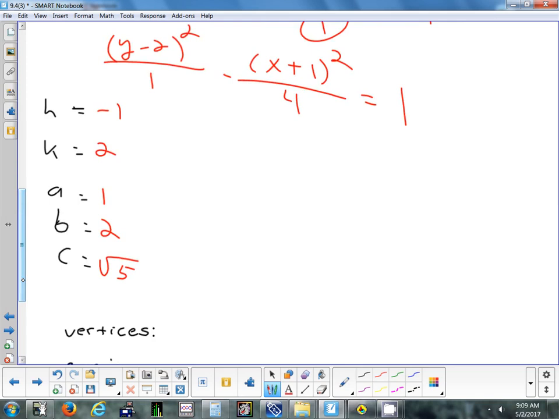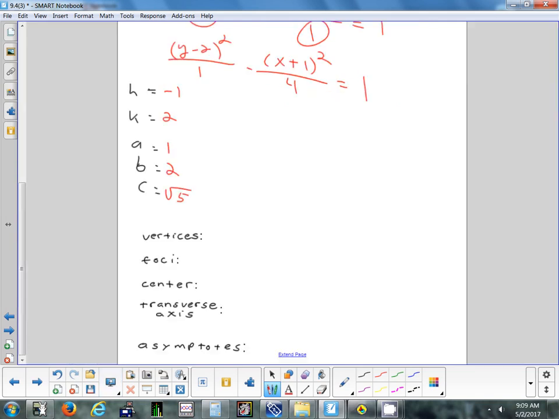Okay, where's my center? Yep, HK, -1, 2. Where is my transverse axis? Vertical or horizontal? It's vertical. How many units away from the center are the vertices? 1 unit away. Above it and below it, or to the left and the right of it? Above and below. What's 1 unit above -1, 2? -1, 3. What's 1 unit below that?